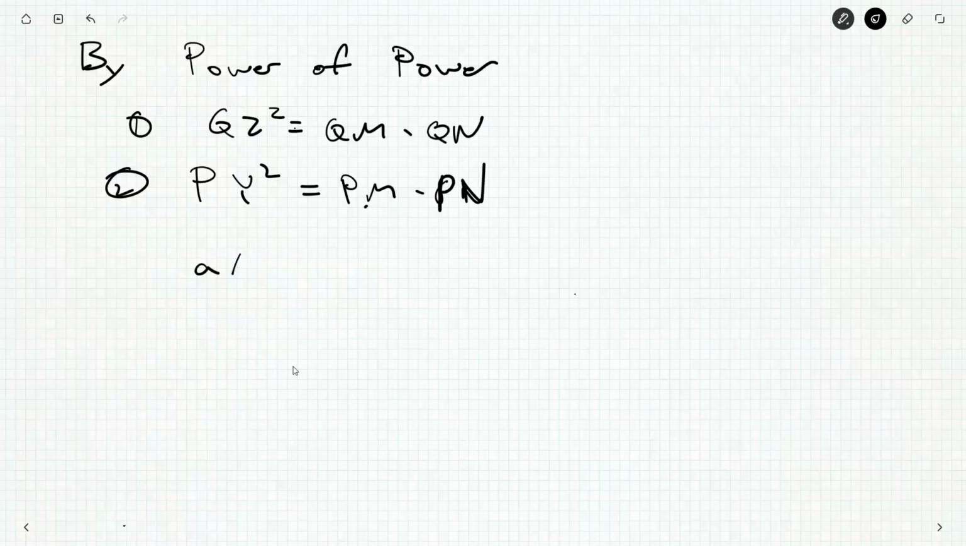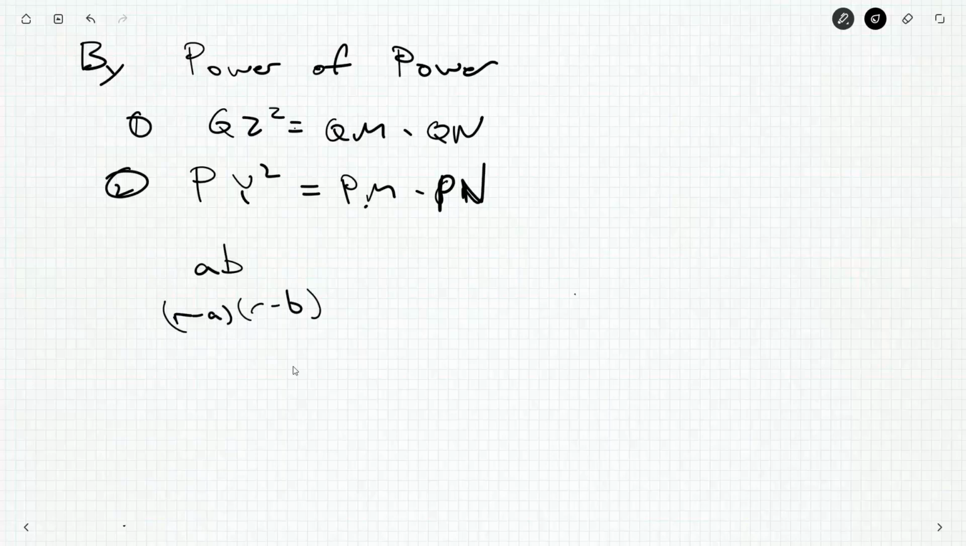So I've got A times B, and I've got R minus A, R minus B. That's essentially what I'm looking at. R is equal to PQ. And I want to show that these square roots here are less than R itself.